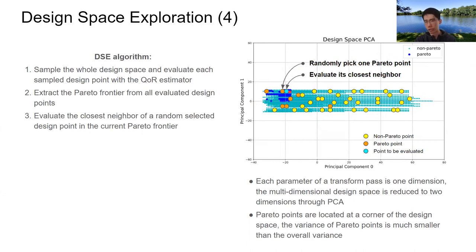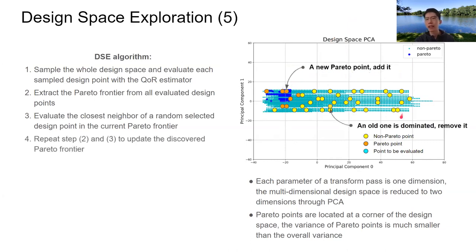And then we evaluate the closest neighbor of a randomly selected design point in the current Pareto frontier. Here, we randomly selected one Pareto point, this one, and find the closest neighbor of this picked design point and evaluate it. The rationale of this step is based on the observation that the variance of Pareto points is much smaller than the overall variance. There's a high possibility that a neighbor of a Pareto point is another Pareto point. So we evaluate this new point, and if it is a new Pareto point, then we add it to the Pareto frontier. At the same time, if we find an old Pareto point is dominated by the new one, we remove it from the Pareto frontier.